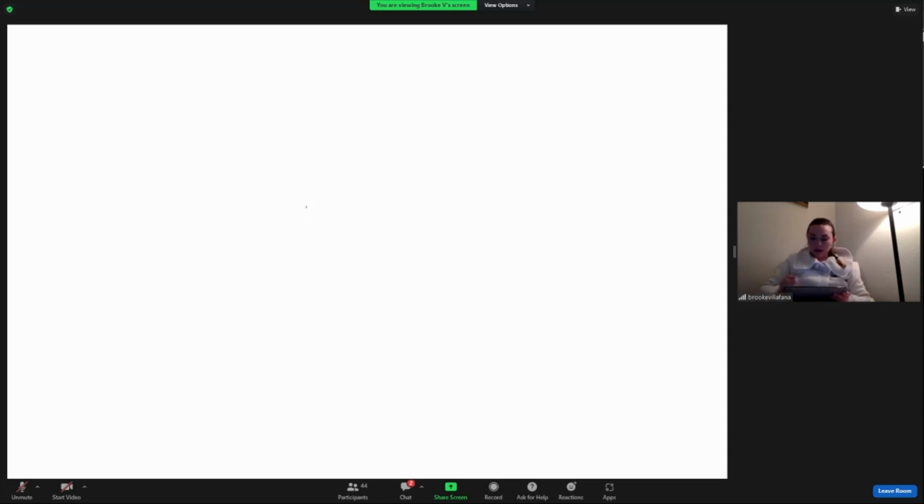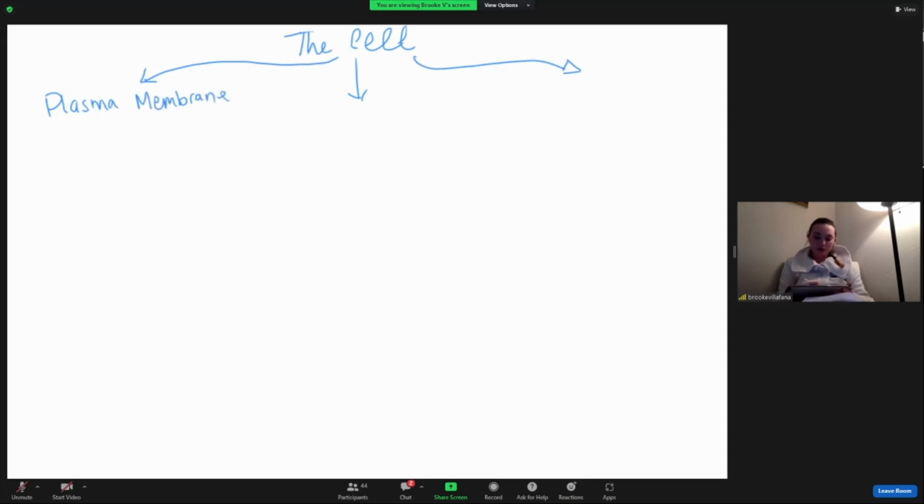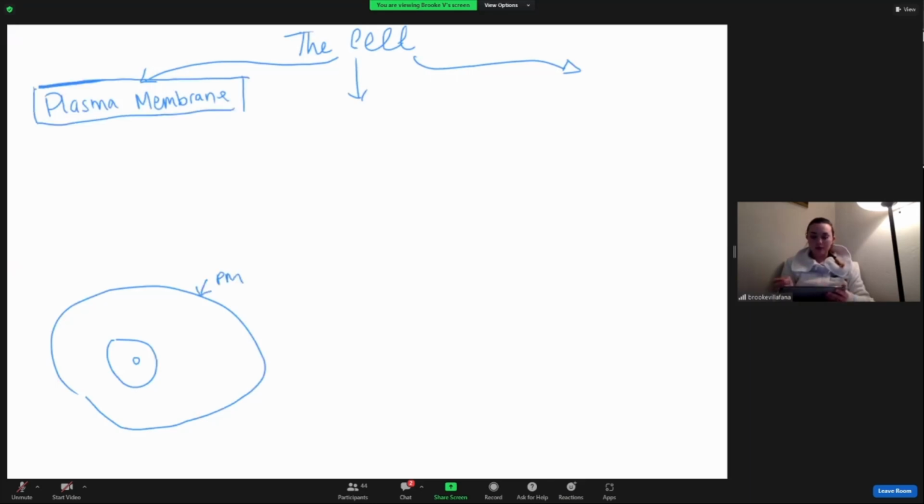So with the cell, basically when you guys do your notes and your outlines, the cell is going to be divided into kind of 3 main parts, and then we break down each of those. So there's the plasma membrane, which, remember, we have a cell, right? So the plasma membrane would be the outside. The plasma membrane is then broken down into subparts.